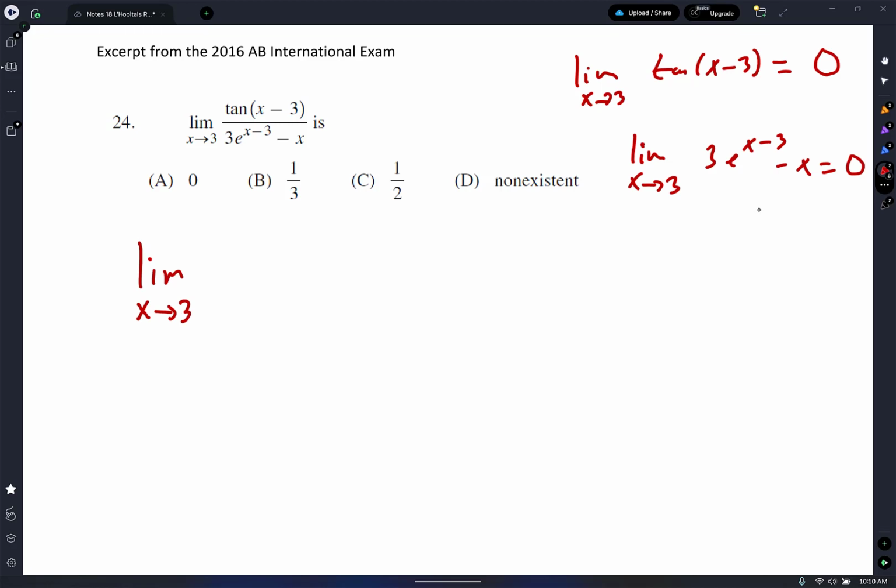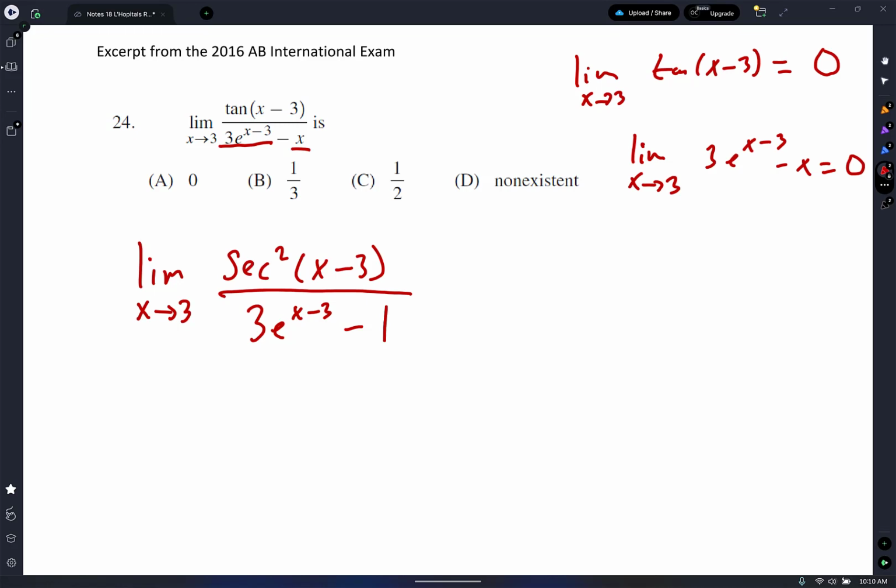So what's the derivative of tan? So I write secant squared of x minus 3 times 1, but that's still itself. And now I take the derivative of the denominator. The derivative of 3e to the x minus 3 is itself, 3e to the x minus 3. And the derivative of x is just 1.